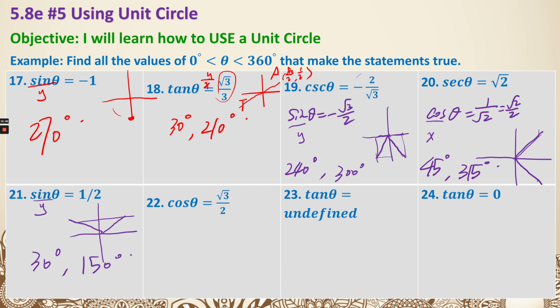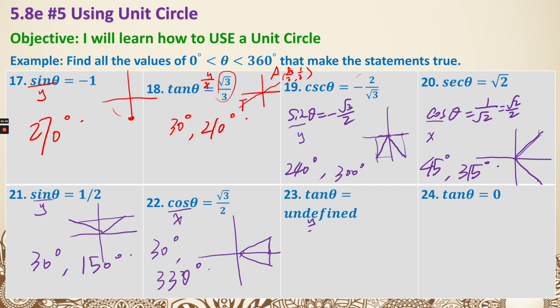Next, cosine theta is square root of 3 over 2. Cosine is your x value, so that means my x's have to be a bit longer than my y, so I have the flat triangles both in the first quadrant and the fourth quadrant, because that's where cosine is actually positive. So in this case, I would have a 30 degree, I would also have a 330 degree. There we go. Next, 23, tangent is undefined.